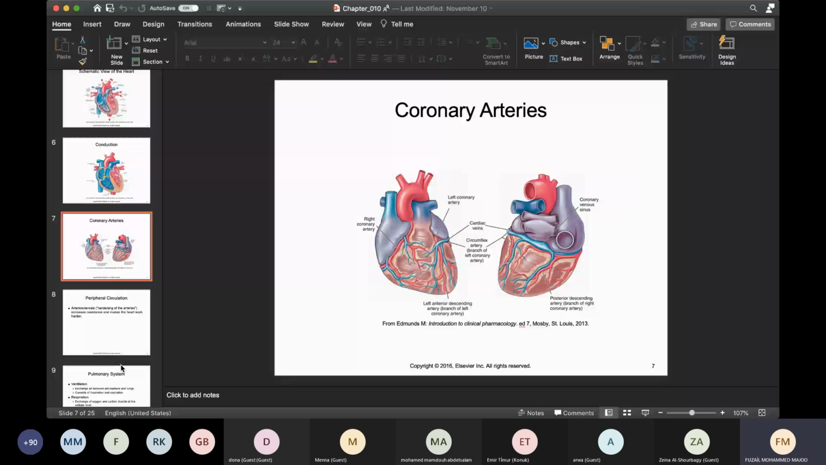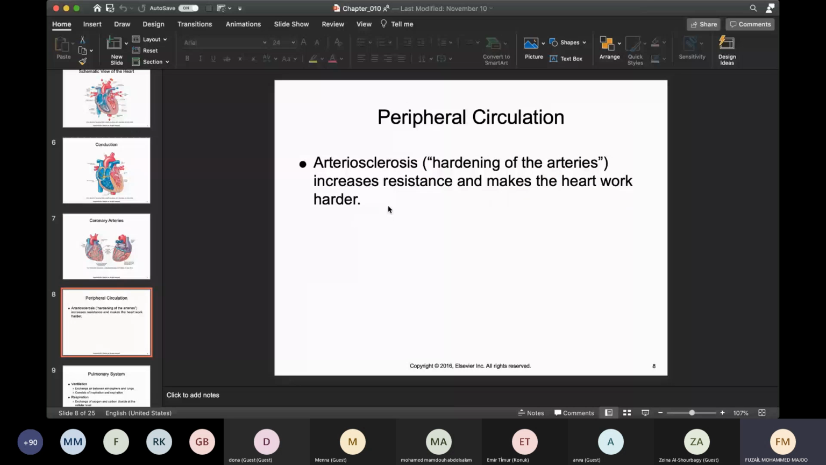Hardening of the arteries, the term is arteriosclerosis. Arteriosclerosis, hardening of the arteries. Can anybody answer what would be some of the causes of arteriosclerosis? Anybody? What do you think would be the cause? Rana? Maybe the high weight, or maybe smoking.